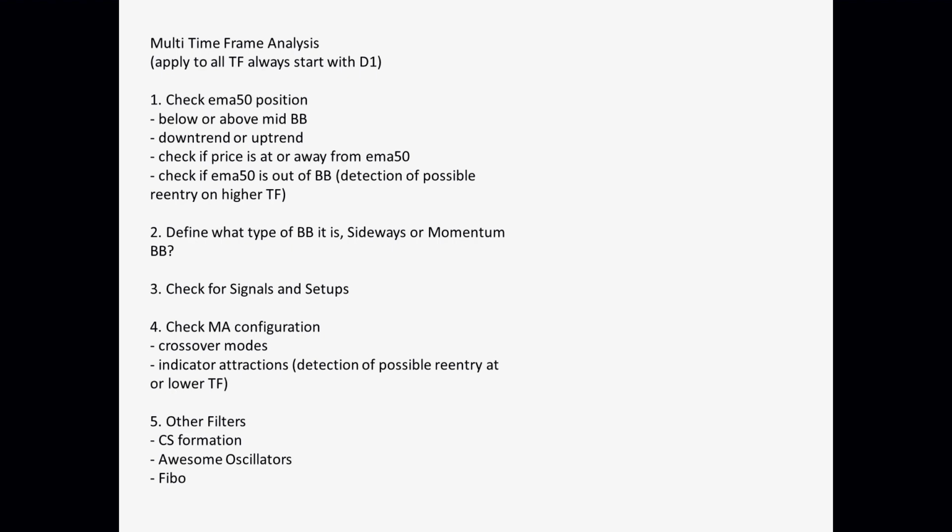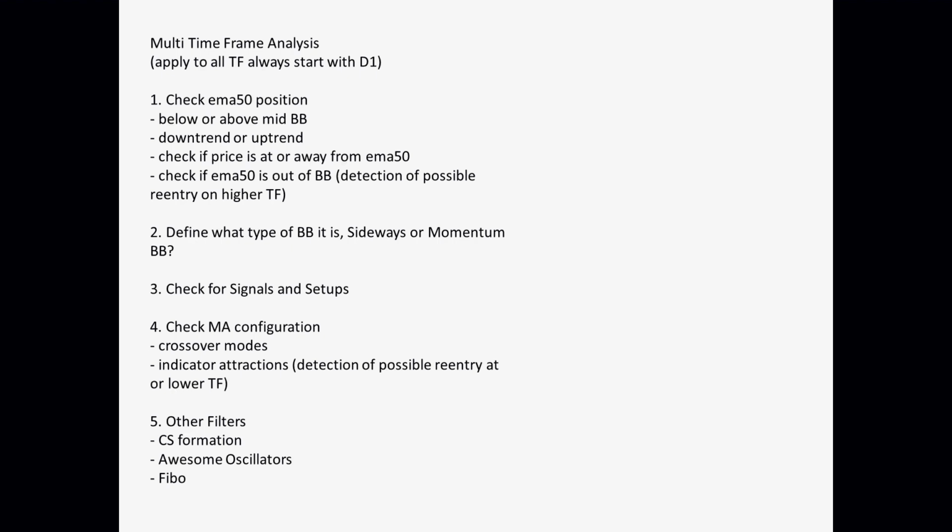So, for example, we use daily for EU, and we need to check where MA50's position is. Is it below or above mid BB? Because that will dictate the trend on the lower time frame, so it can be either a downtrend or an uptrend. Then the next thing you need to check is whether the price is at MA50 or away from MA50, because then you know where you're going after this time frame.